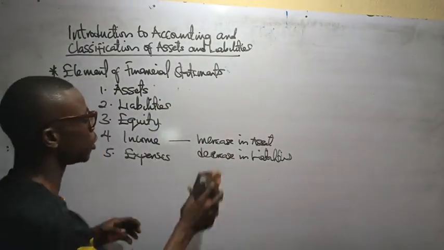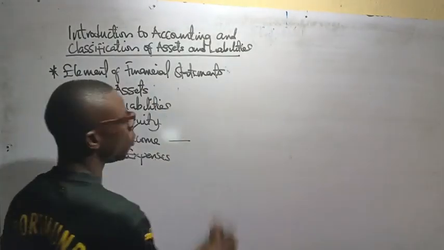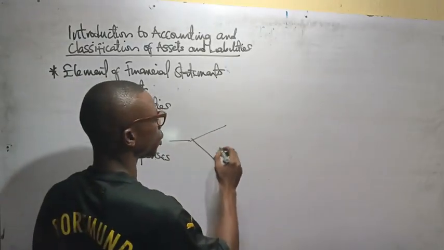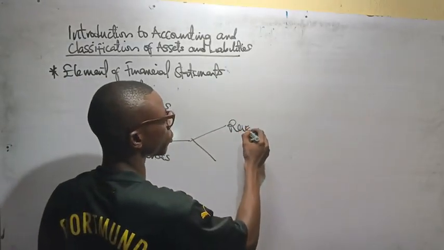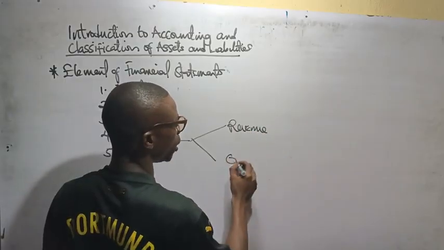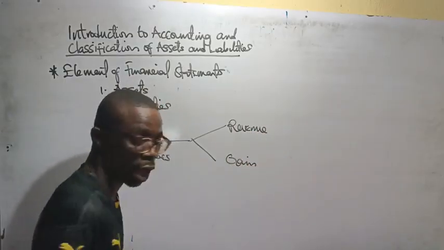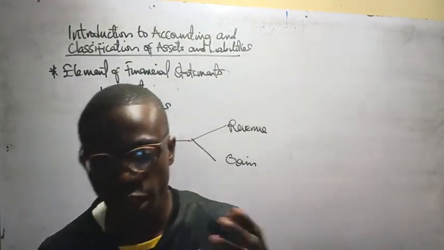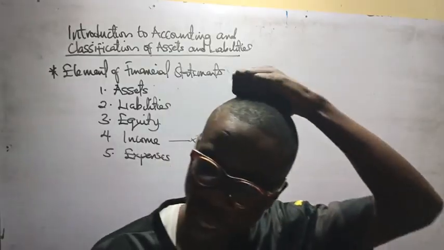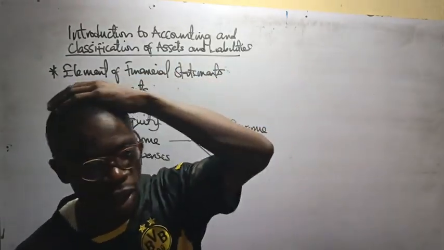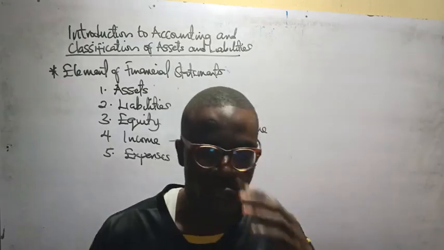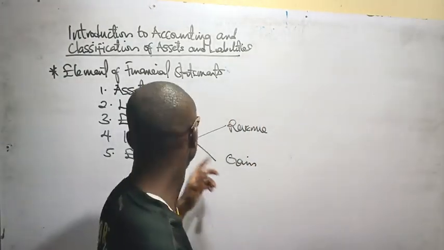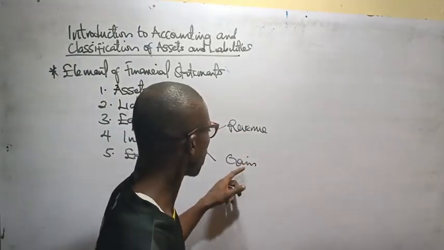Now we have two types of income. We have what we call revenue and gain. As I was explaining, income is the increase in assets and decrease in liability. We have two types of income: revenue and gain.